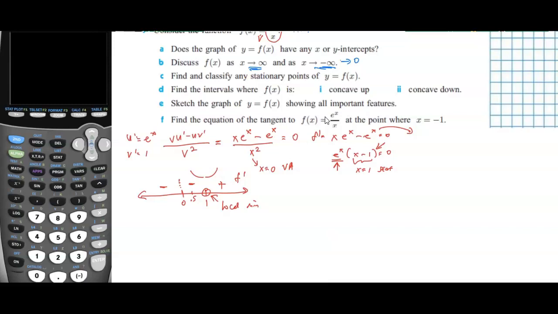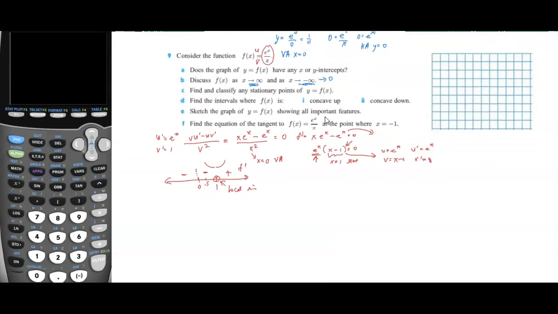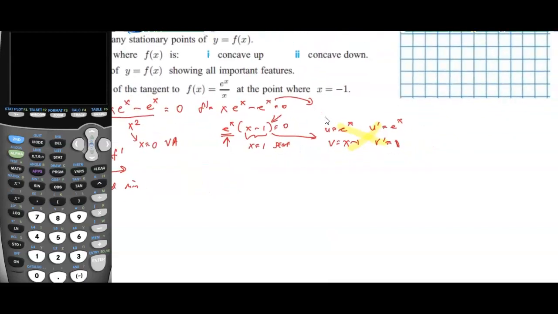I think it's easier actually if we take the derivative of this function, because then we're going to say, okay, u is equal to e to the x, v is equal to x minus 1, and we're just going to do the product rule. So we'll multiply these across each other and get e to the x plus e to the x times x minus 1. That's our product rule result. So this is our second derivative, okay?